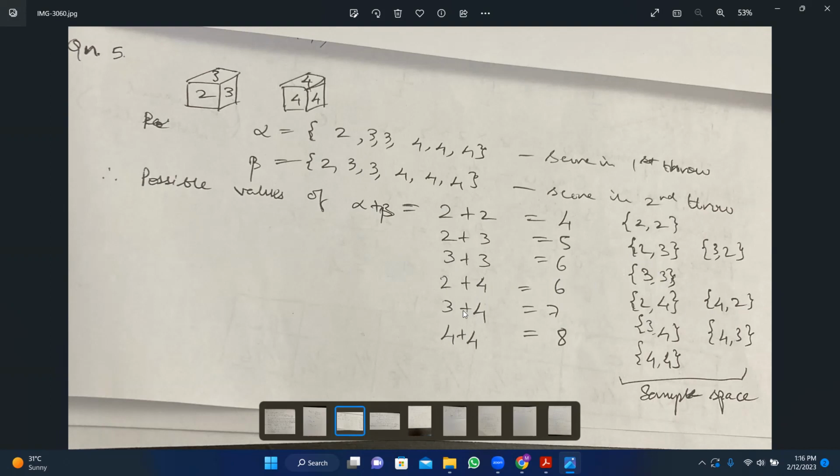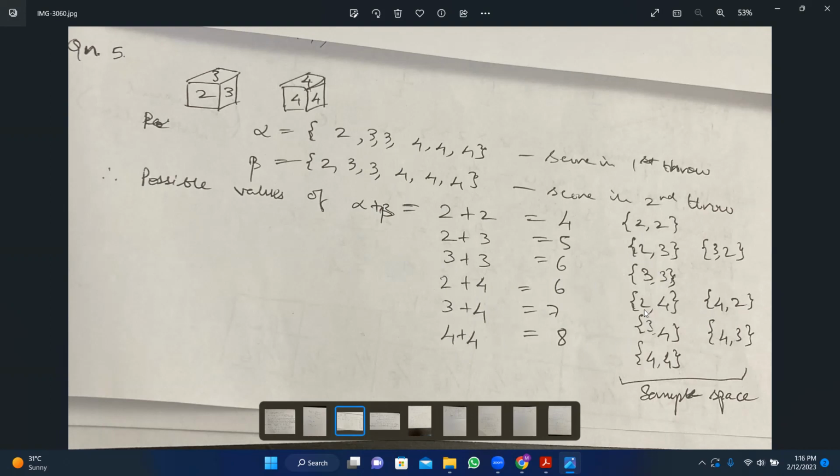Now 3 plus 4, that gives us 7. So this possibility comes when we have 3 from the first set and 4 from the second set, or 4 from the second set and 3 from the first set. And the last possibility is 4 plus 4 is 8, which gives us 4 comma 4. So this is the sample space. These are the elements in the sample space, but they can occur multiple times.